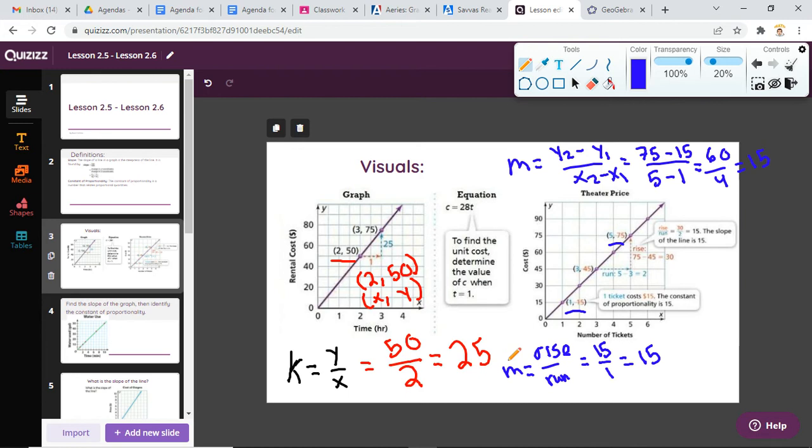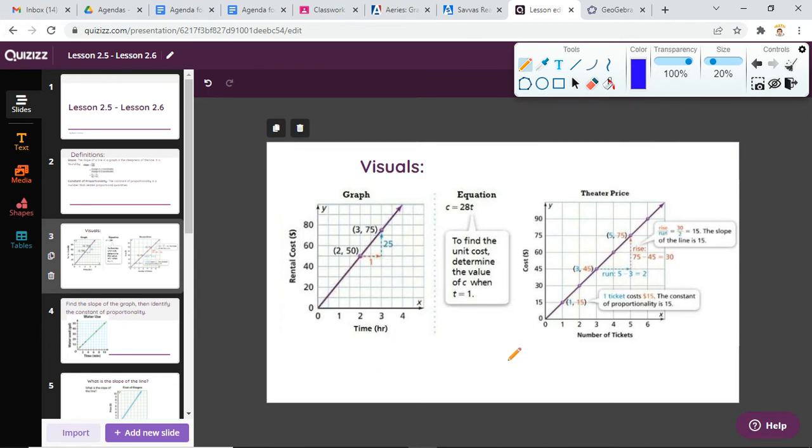Notice how the slope we got from doing rise over run is the same as the slope we got from doing our slope equation. They're both 15. So you have options for how you do these that will yield the same answer. Okay, another thing I want us to notice here, look at how these lines are proportional.